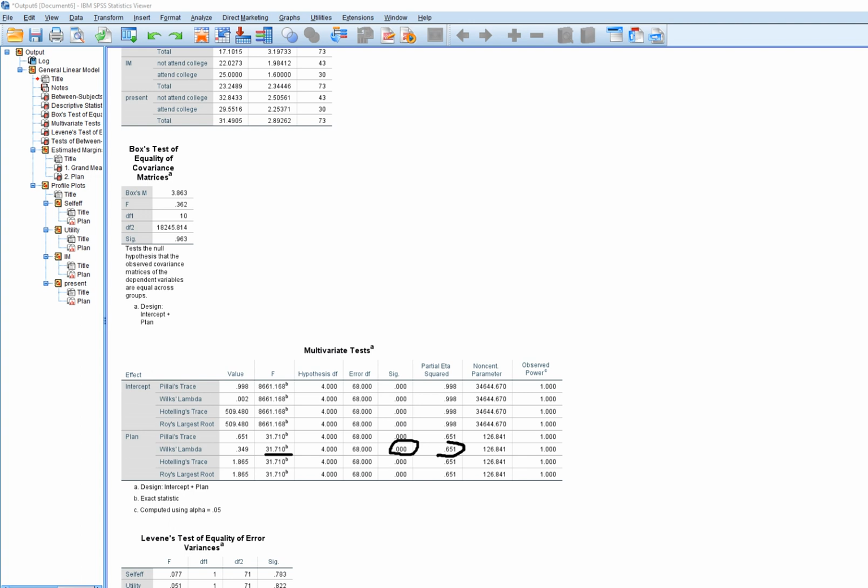We have partial eta squared right here, where, in the absence of a good sound theory or previous research that would bear on what constitutes small, medium, or large effects, we can utilize Cohen's standards as a rough guide for judging the magnitude of an effect.